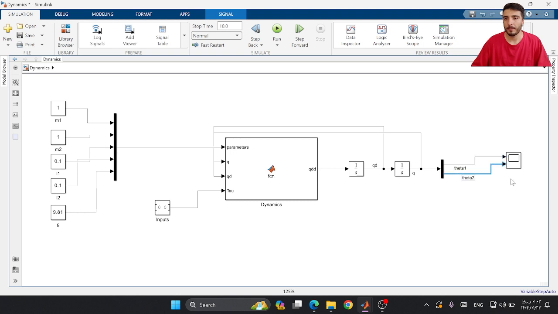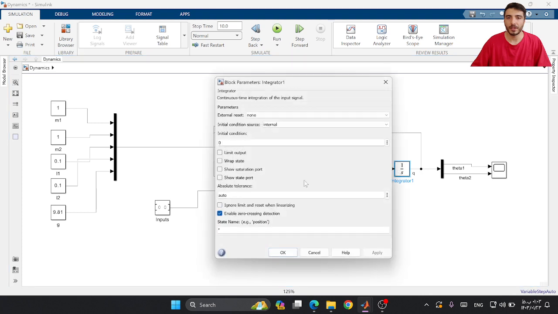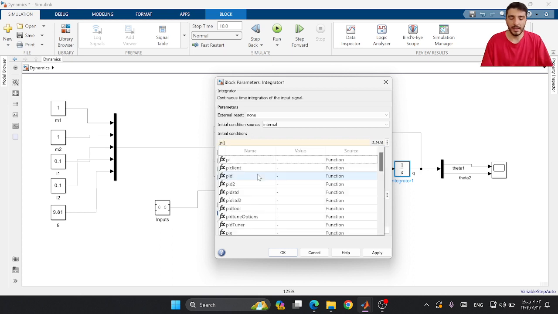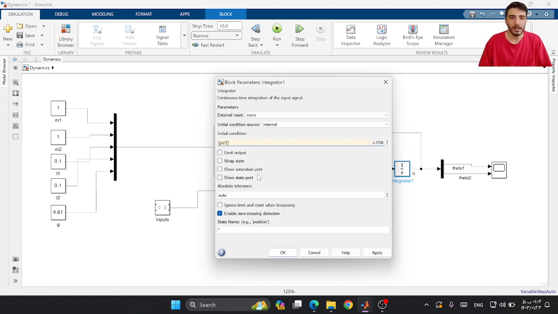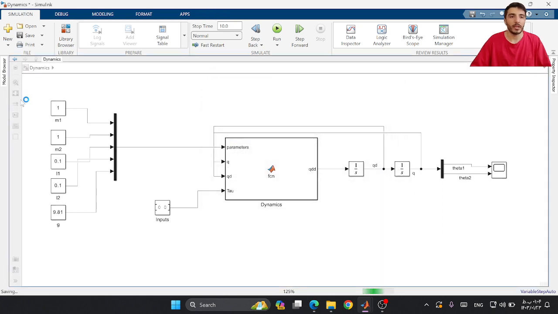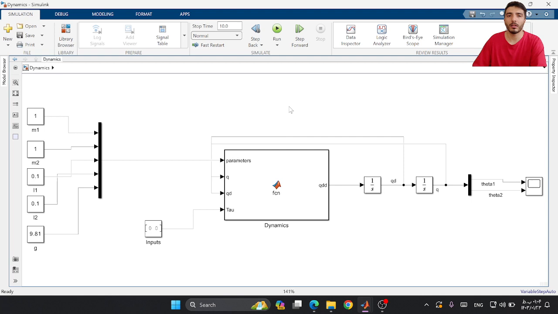Let's change this. For initial conditions, for example, the first angle starts from minus pi divided by 2, and the second one is 0. Okay, now we can simulate our model, for example, 10 seconds.